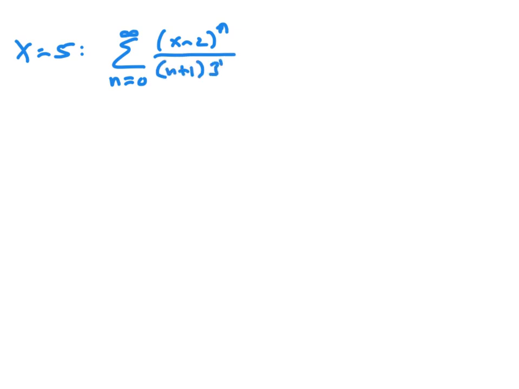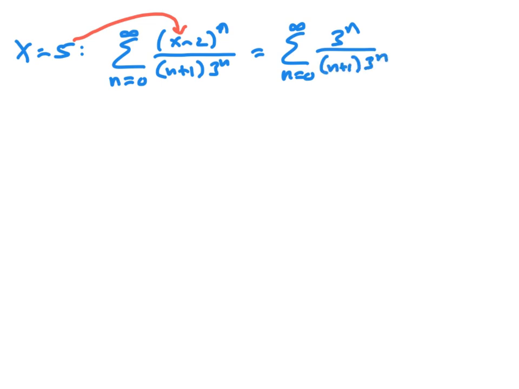So let's start by checking x equal to 5. What we're going to do is take our power series, which in this case is the sum from n equals 0 to infinity of (x minus 2) to the n over (n plus 1) times 3 to the n. And we're going to substitute x equal 5 into our power series for x. And when we do that, what we obtain is the series from n equals 0 to infinity. In the numerator, we have 5 minus 2, which is 3, so 3 to the n, over (n plus 1) times 3 to the n.